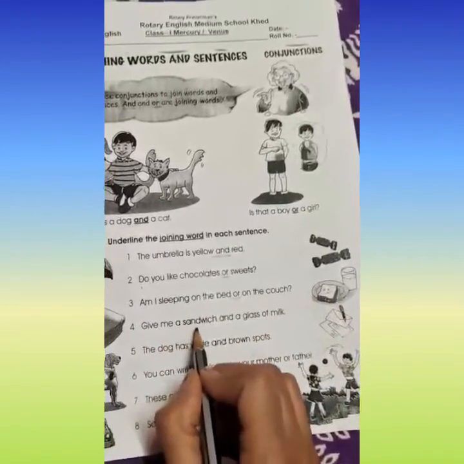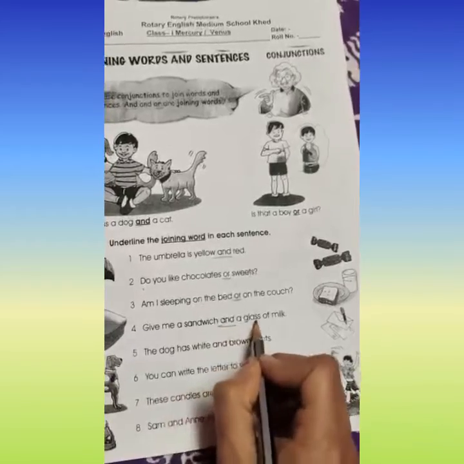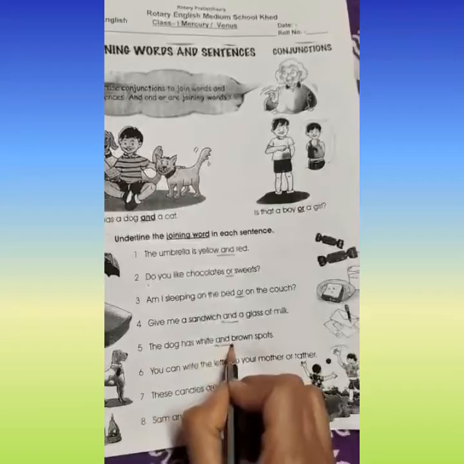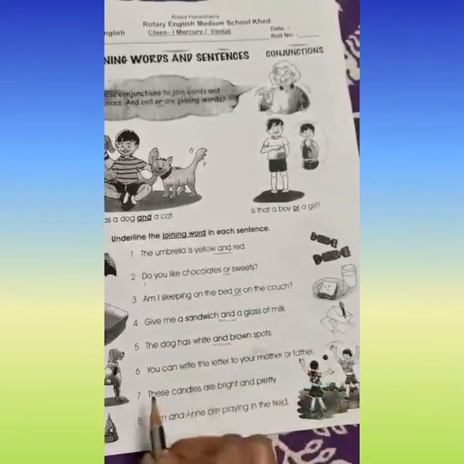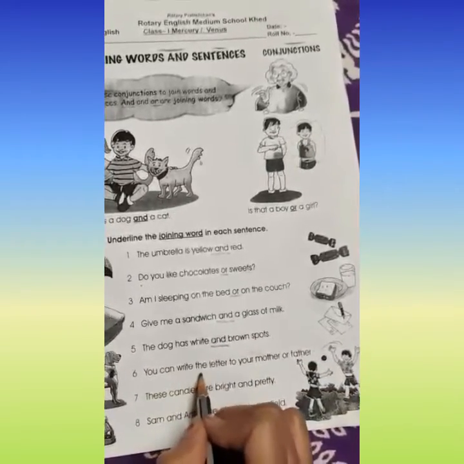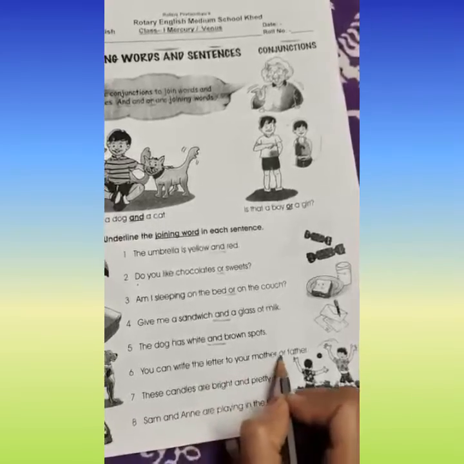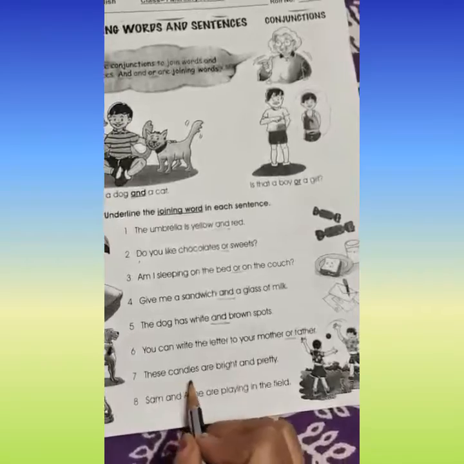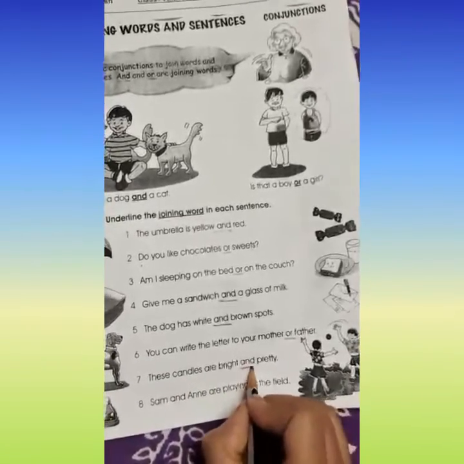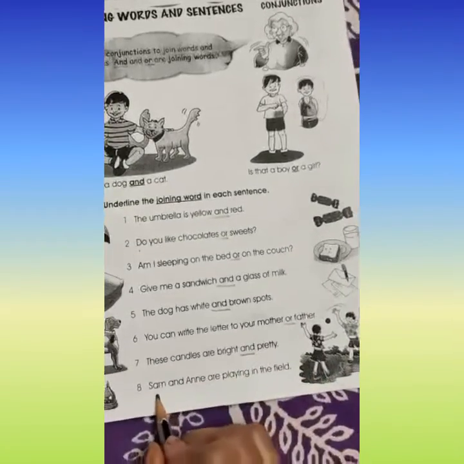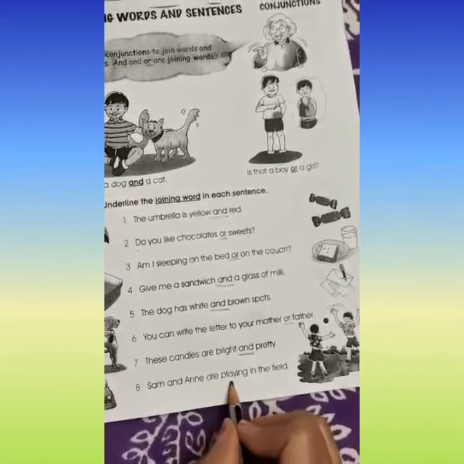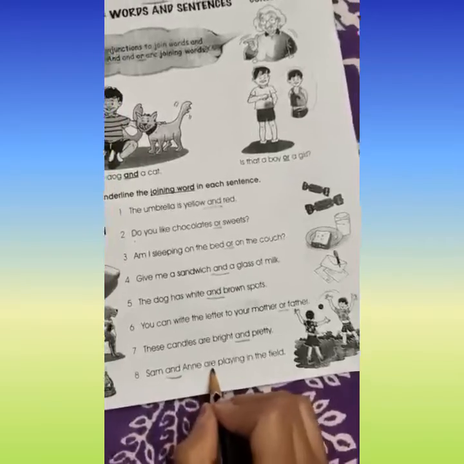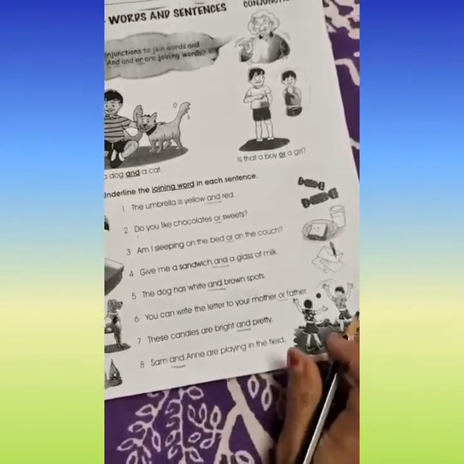Give me a sandwich and a glass of milk. The dog has white and brown spots. You can write the letter to your mother or father. These candles are bright and pretty. Sam and Annie are playing in the field. Okay.